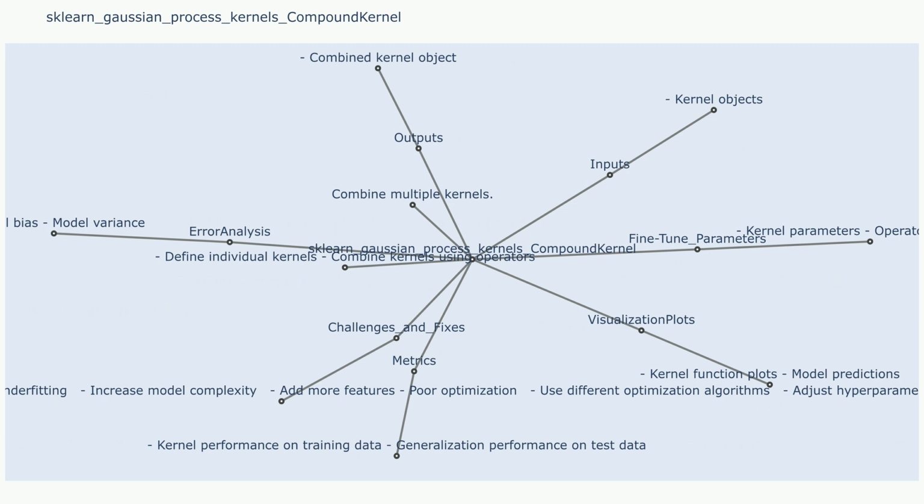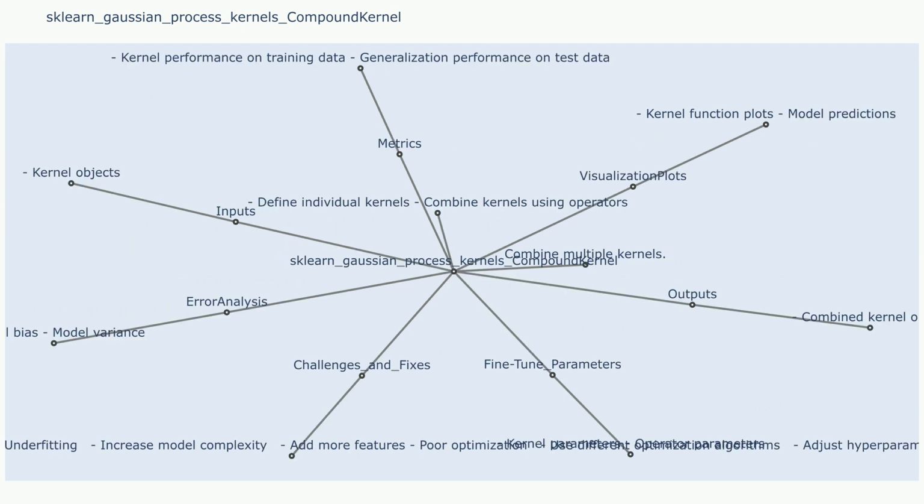Inputs. Kernel objects. Compound kernel takes one or more instances of kernel objects as input. These kernel objects represent different aspects of the relationship you want to model between the input features and the target variable. You can use different types of kernels like RBF, linear, constant, and others. Kernel weights, optional. If you want to assign different weights to the individual kernels in the combination, you can provide these weights as input. This allows you to adjust the influence of each kernel on the final model.